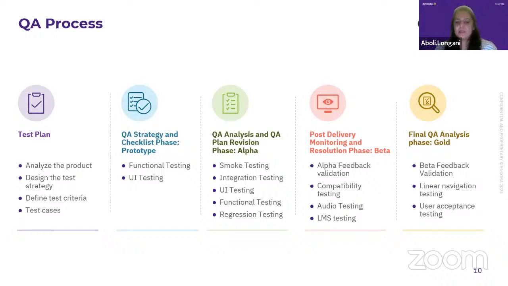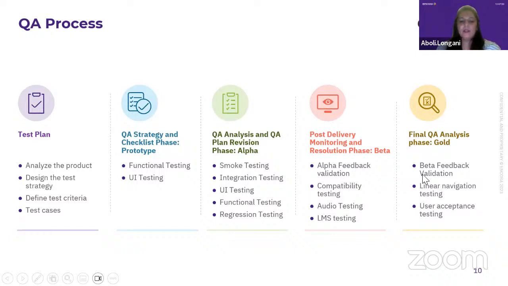And lastly, in the gold phase, we validate the feedback received during the beta phase and implement the final changes. And also ensure that users can navigate through the product in a very linear and logical manner without encountering any issues. And then we conduct the testing with actual users to ensure whether the product that we have developed meets their needs and expectations and is ready for final release. So basically each phase builds upon the previous one, ensuring that the course is thoroughly tested and refined before reaching the final stage. So this structured approach helps in identifying and resolving any issues very systematically, ensuring a high quality e-learning product. Also, if required, we furnish clients with all the relevant documents after the final QA analysis is done.